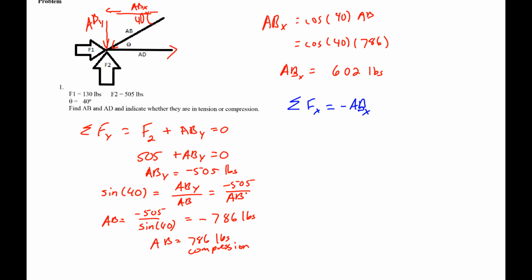What about F1? Positive or negative? Positive, so plus F1. What about AD? Positive or negative? Positive, so plus AD equals 0. Any questions on that setup there?